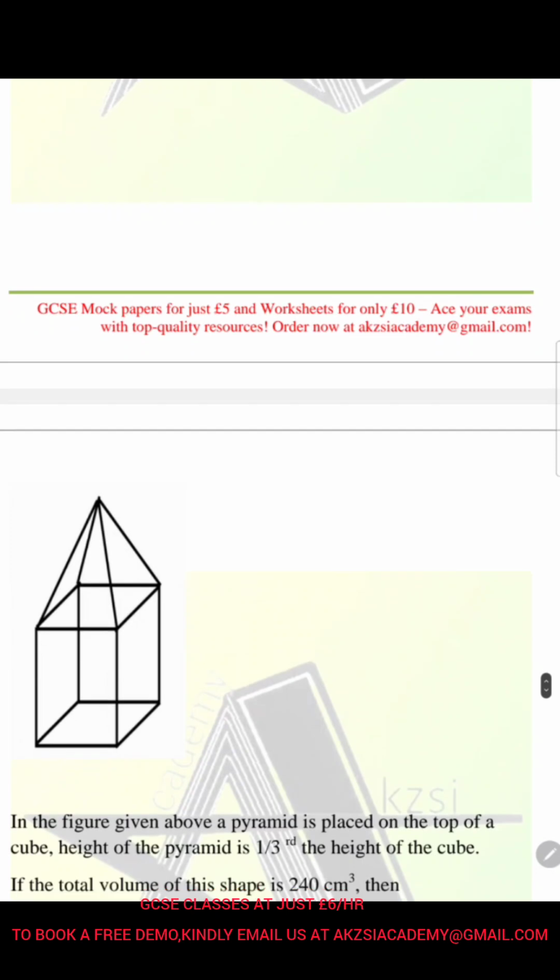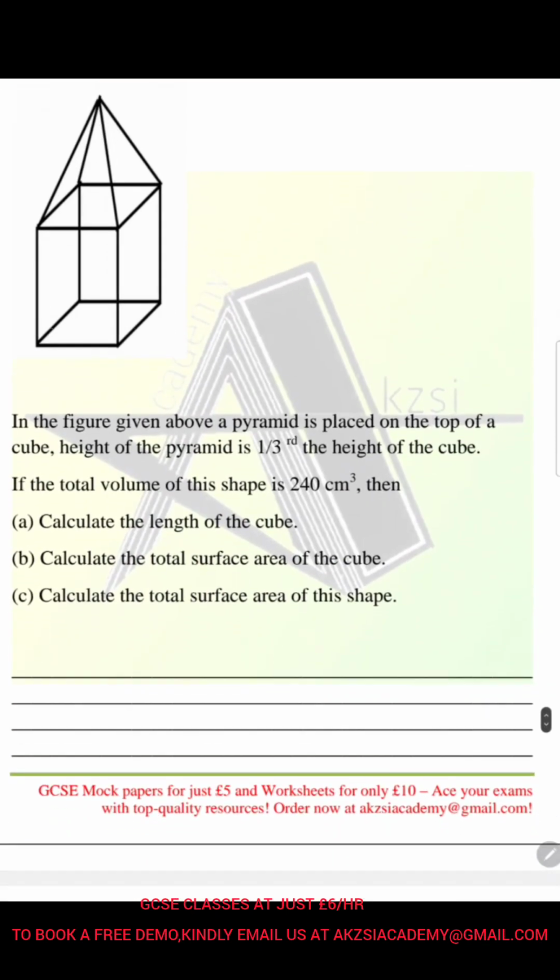Moving on to question number 8. In the figure given above, a pyramid is placed on the top of the cube. The height of the pyramid is 1/3 the height of the cube. Now, if the total volume of this shape is 240 centimeter cubed, then we have to calculate the length of the cube, and calculate the total surface area of the cube.